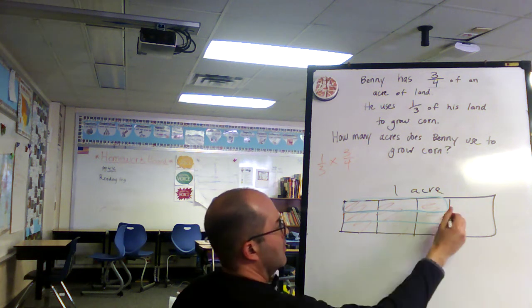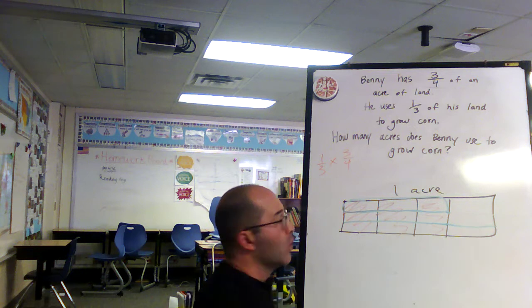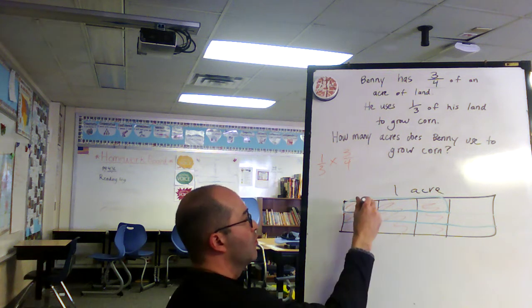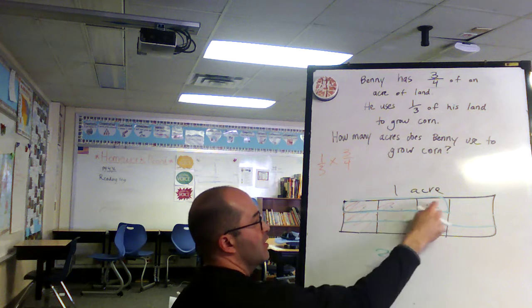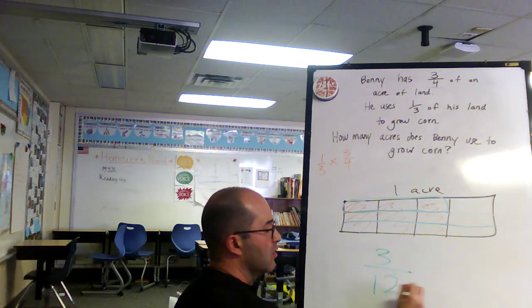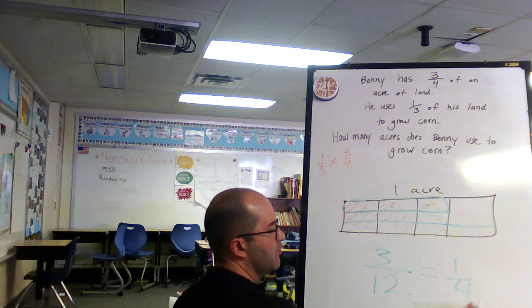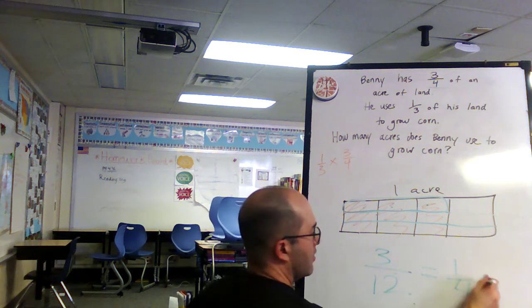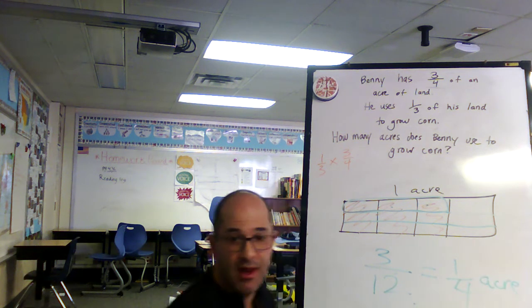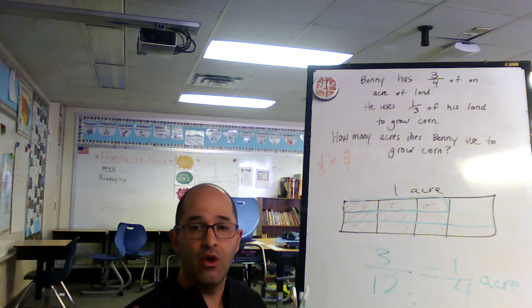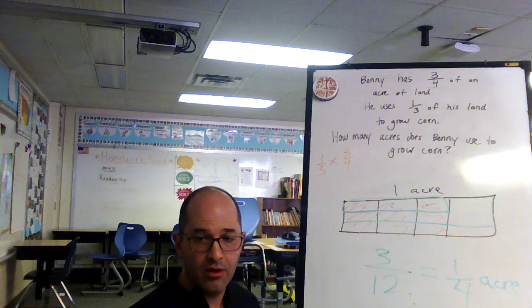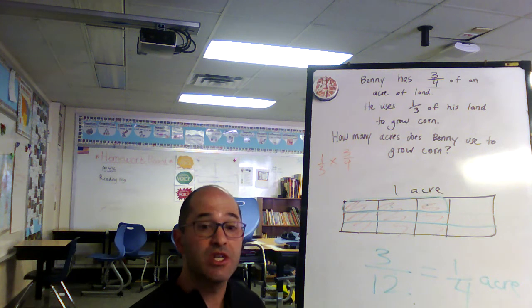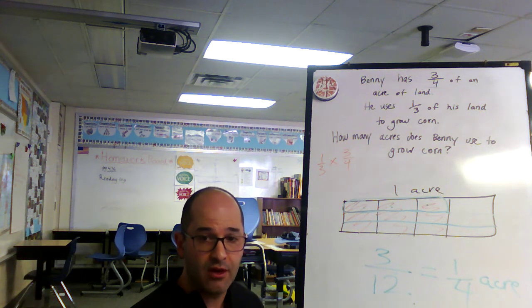If we continued all the way, we would see that we have 1, 2, 3 out of 4, 8, 12, which is the same as 1/4 of an acre. So we get the same answer. So 1/3 of 3/4 equals 3/12, which is equivalent to 1/4 of an acre.